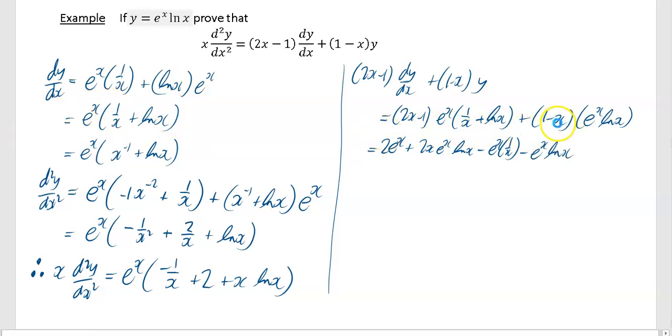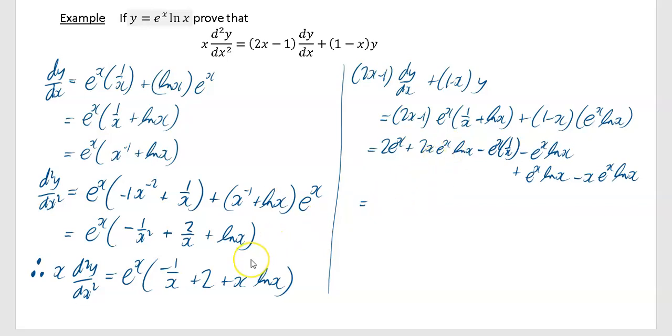And then my last thing, I'm just multiplying this times this. So I'll just do that on to the next line. That's me plus, I've got 1 times e to the x ln x, and then minus x times e to the x ln x. What a mess, but we'll just tidy up and see what happens. First thing I notice, I've got minus e to the x ln x and plus e to the x ln x. They will go. I've also got 2x e to the x ln x, and I've got a minus x e to the x ln x. So one of those will cancel out.